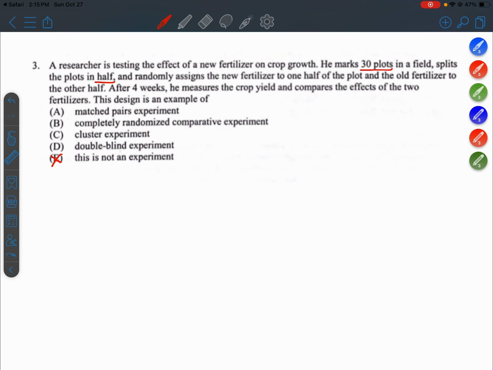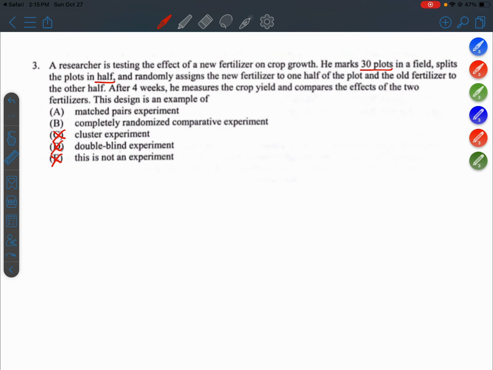Now, our experimental units here are plots of land. So the term double blind doesn't really apply. Double blind usually is a term that we use for experiments with human subjects. The word cluster doesn't even apply to an experiment. Cluster has to do with sampling. So we can already eliminate C, D, E. So now A or B, what's the design?